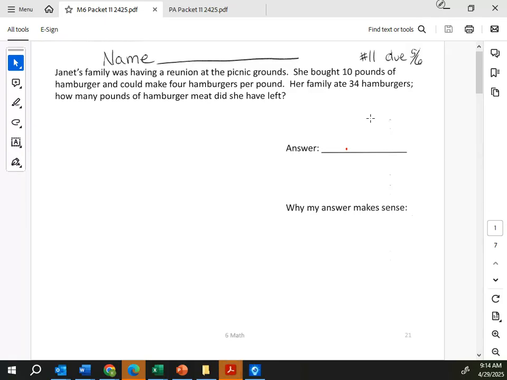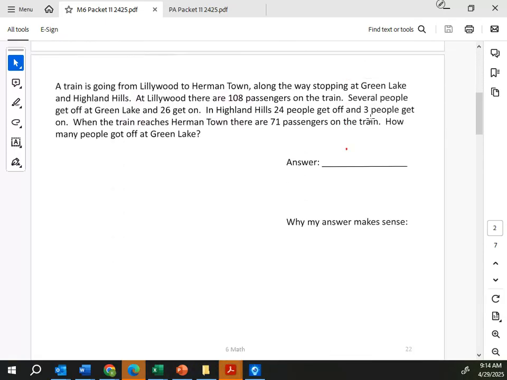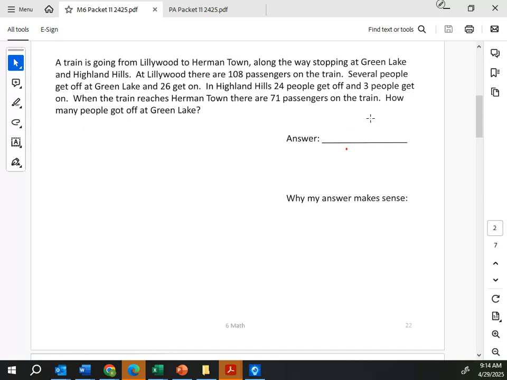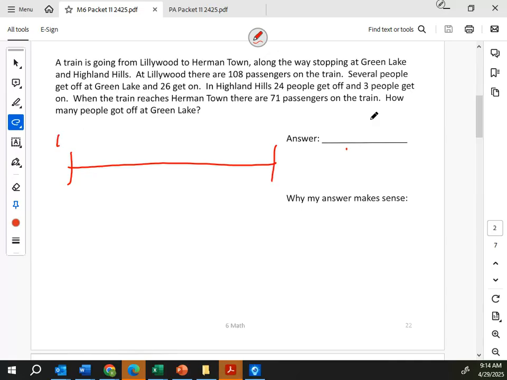Our second page says, a train is going from Lilywood to Hermantown, along the way stopping at Green Lake and Highland Hills. At Lilywood, there are 108 passengers on the train. So our train is going from Lilywood to Hermantown, stopping at Green Lake and Highland Hills. So we start with 108 passengers.